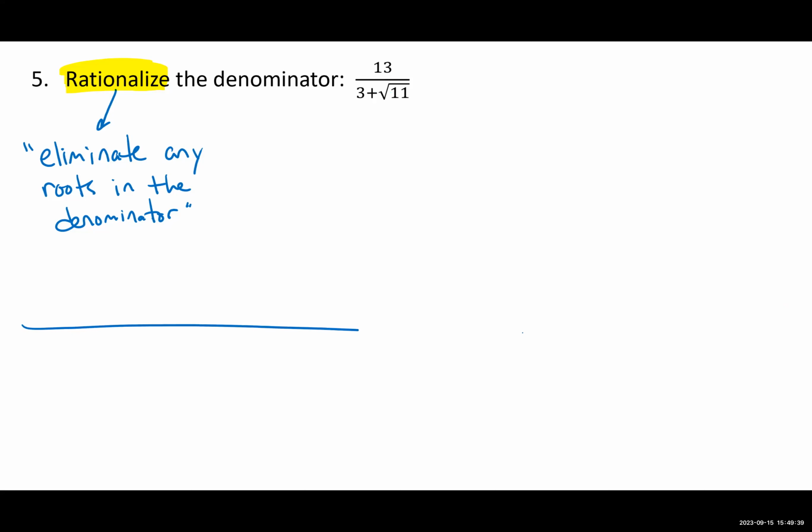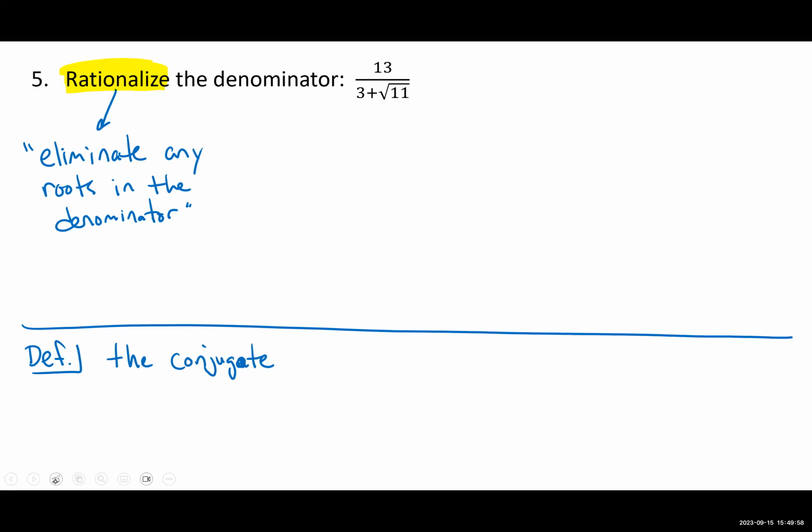So what we're going to use is what's called, let me give you the definition, the conjugate. The conjugate of A plus B is A minus B. Right? The conjugate of a binomial, meaning 2 terms, A plus B, something plus something. In this case, the A is 3, right? So this is our A, and the B is the square root of 11. The conjugate of A plus B is A minus B.